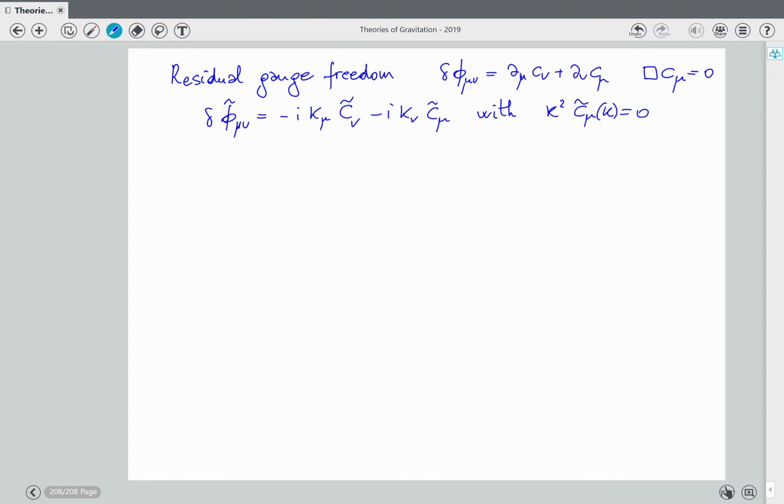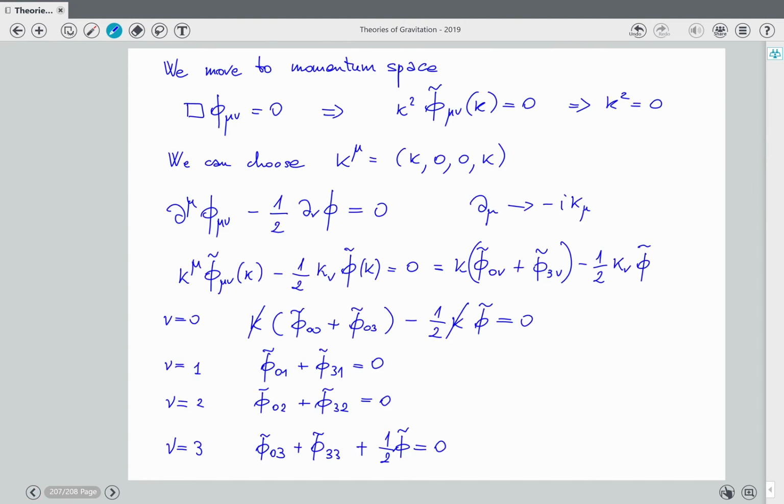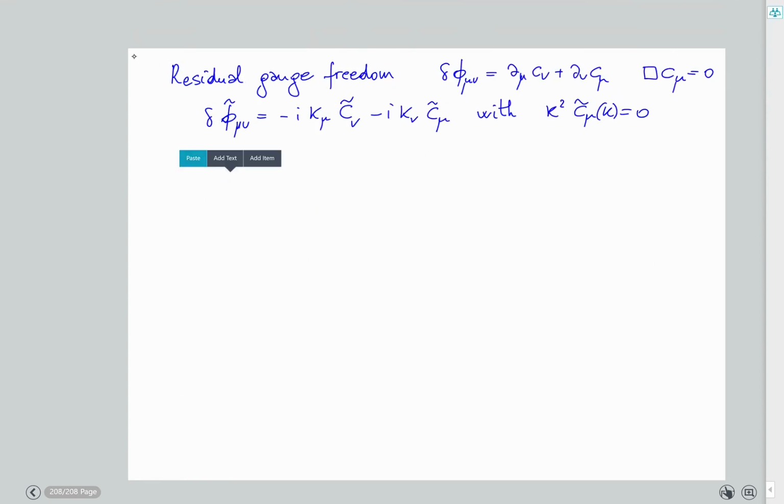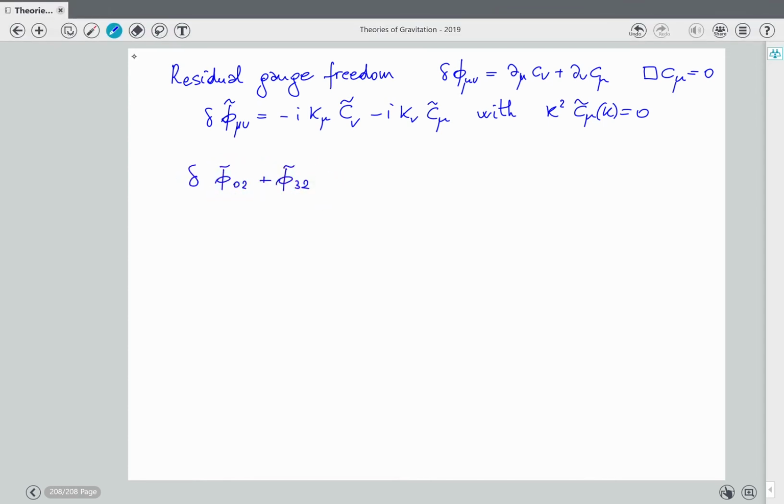So this is something we can do. Let's check, for example, that this is really a residual gauge. For example, we can check that these conditions will not change. Let's check, for example, that this condition doesn't change. You can do for all of them, but we already know they don't, but to see it explicitly is better. Let's see that this doesn't change.